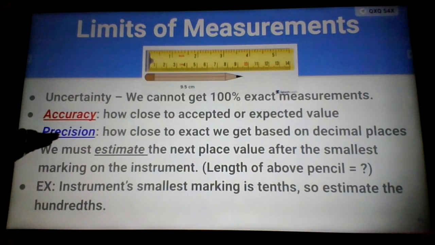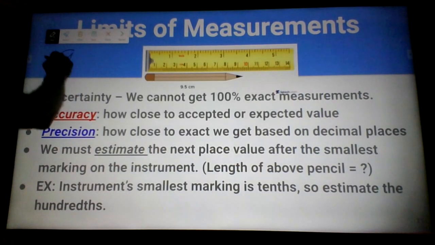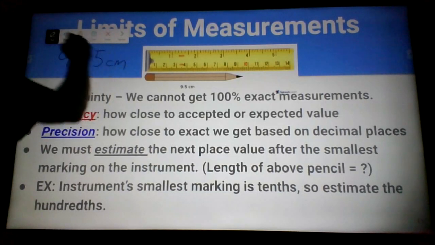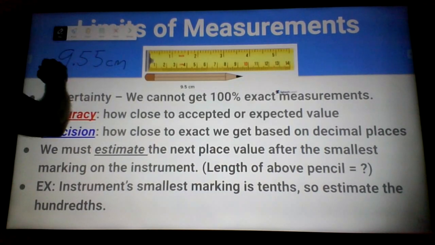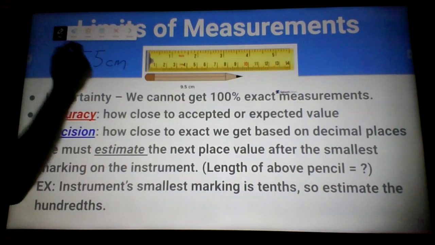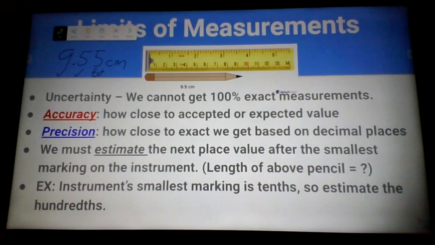The instrument's smallest marking is tenths, so I have to estimate the hundredths, and again, by doing so, I got approximately 9.55 centimeters. Definitely over 9, definitely 9.5, about halfway. So I'm estimating the hundredths. Ready?